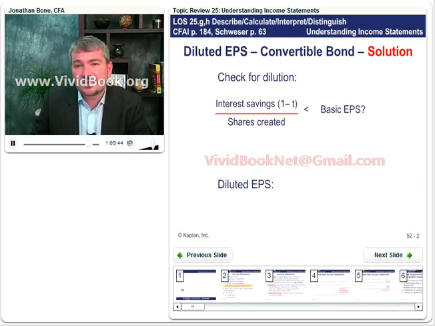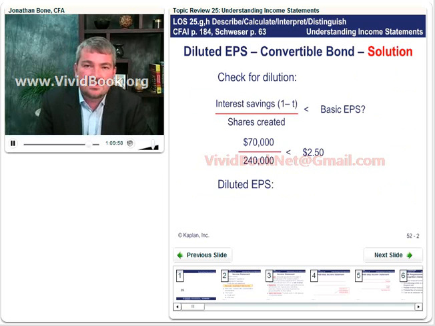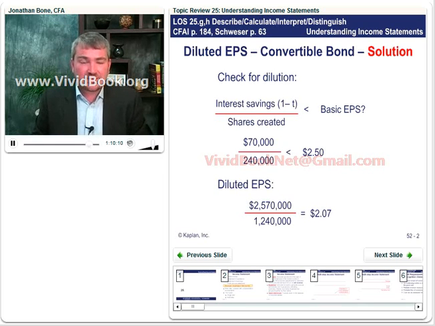Remember, first we've got to check for dilution. So you look at the net interest saving on your numerator over the number of shares created, and if that's lower than basic EPS, it's dilutive, so you include it in your calculation. Well, clearly here it is dilutive. So then our diluted EPS is the adjusted numerator over the adjusted denominator, and we get $2.07.